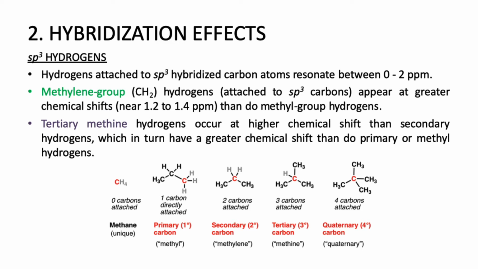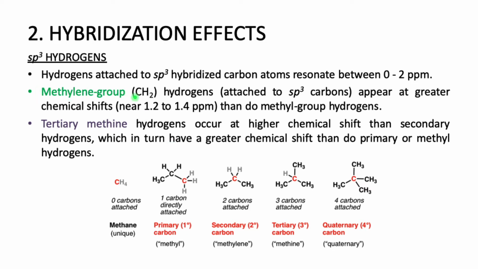So coming to the effect of hybridization. Here we are going to study how the hybridization is actually affecting the chemical shift values and how is their appearance with respect to the hybridization. So coming to the sp3 hydrogens. Hydrogens that are attached to sp3 hybridized carbon atoms usually resonate between 0 to 2 ppm. Okay, so the carbon which is sp3 hybridized and the hydrogens attached to it usually resonate between 0 to 2 ppm.